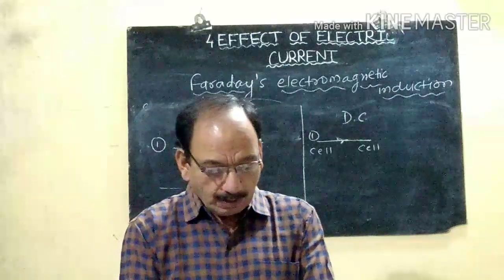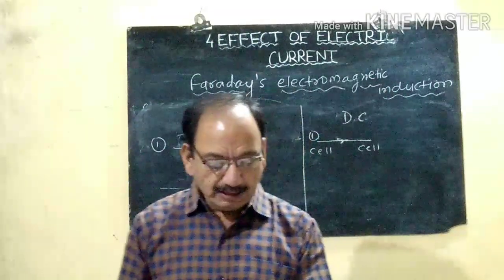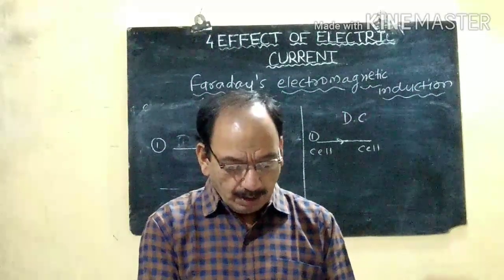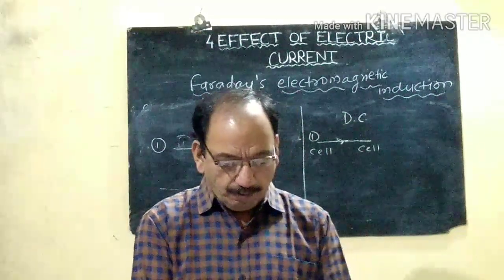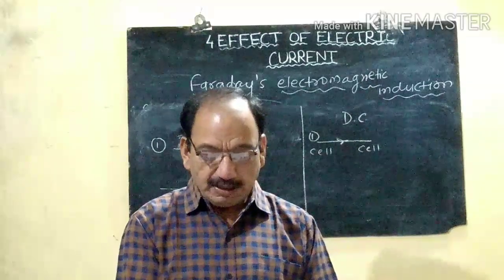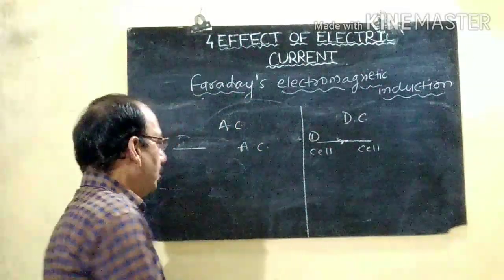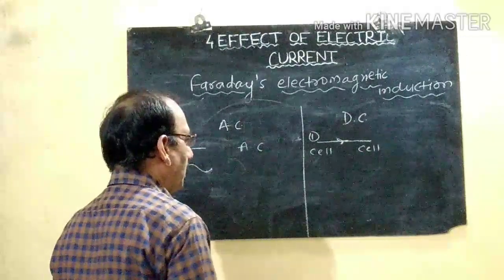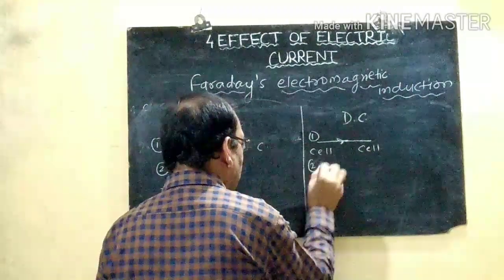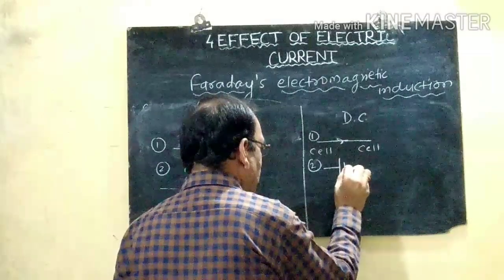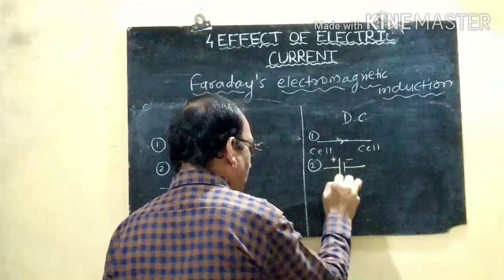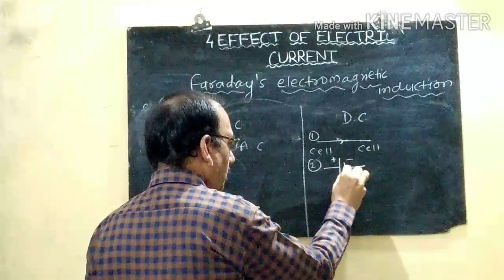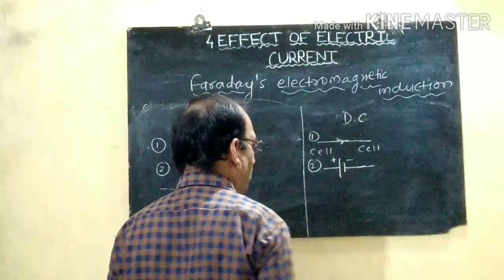Means the oscillation of the alternating current occurs in a sinusoidal manner with time, hence it is shown with a symbol like this. The symbol of DC is like this. The longer line shows the positive terminal and the short line indicates the negative terminal.